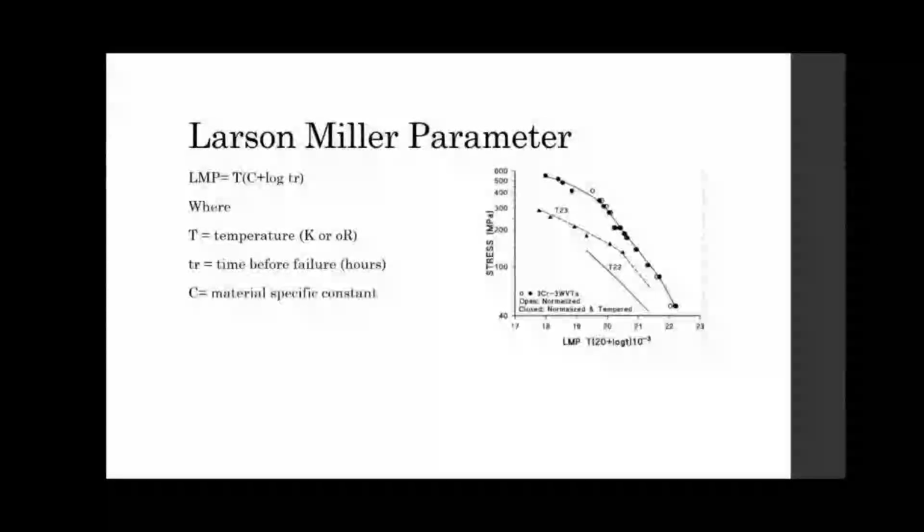Larsen-Miller parameter. What is Larsen-Miller parameter? It is used to predict the lifetime of material versus time and temperature using a correlative approach based on the Arrhenius rate equation. The value of the parameter is usually expressed as LMP equals T multiplied by (C plus log tR), where C is a material-specific constant, tR is a time in hours, and the big T is a temperature in Kelvin.